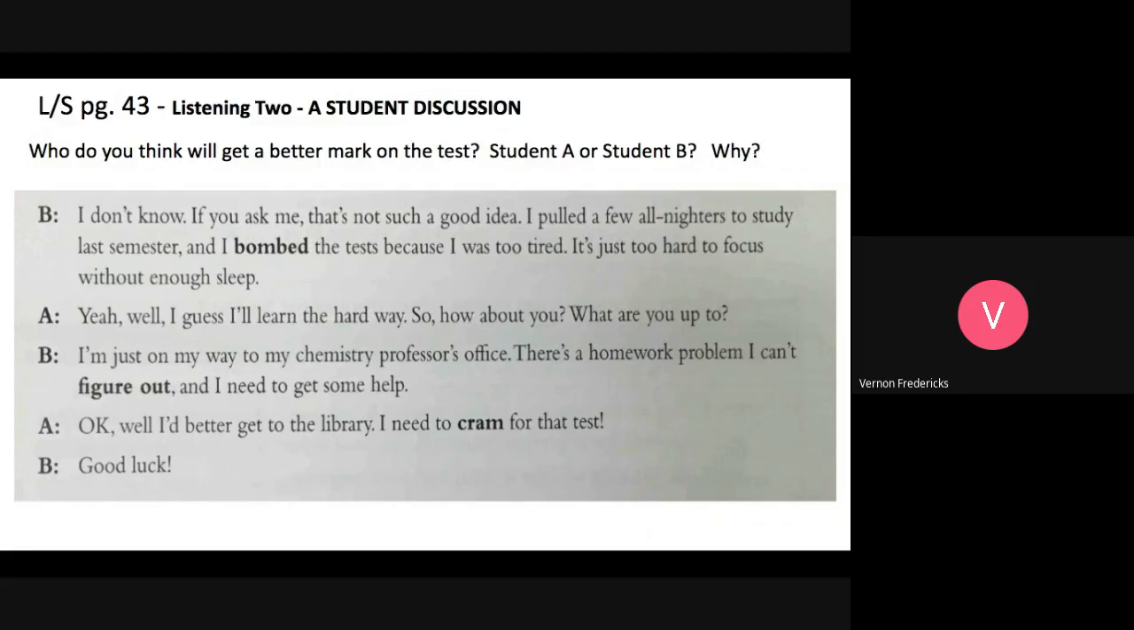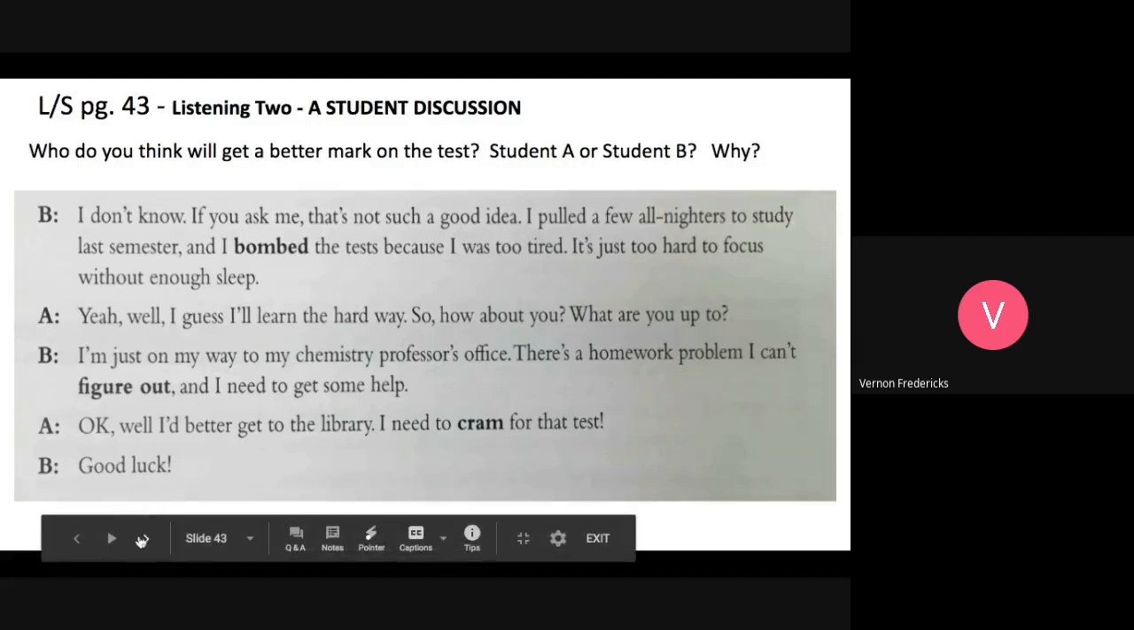Okay, well, I'd better get to the library. I need to cram for the test. Good luck. Okay, bomb means fail. Figure out means to remember, to realize. And to cram is to study a lot, all the information before your exam. Okay.